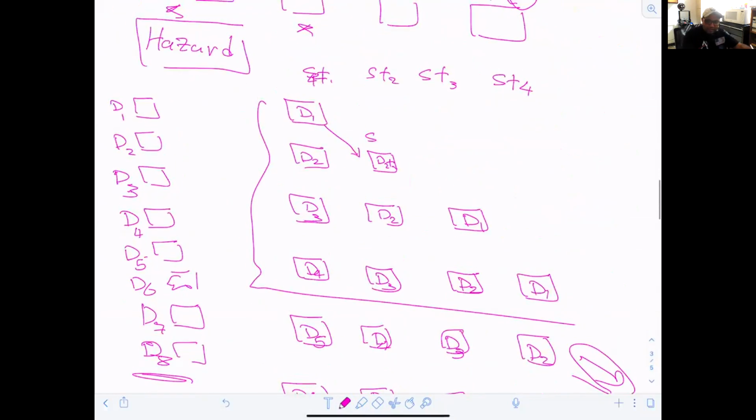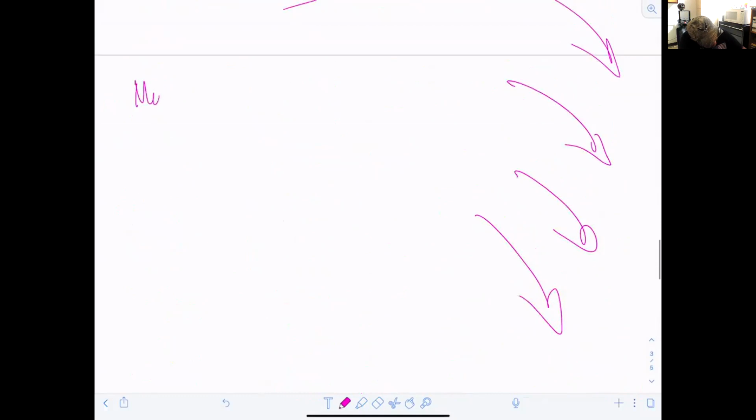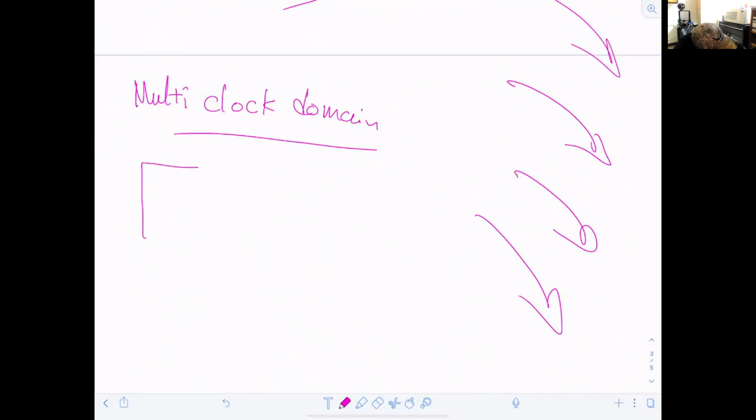So streaming is important, especially when you are doing some crazy stuff. What is crazy stuff you can do? Either you are working in something called multi-clock domain. How many of you have heard about multi-clock domain? In a multi-clock domain, you have a circuit performing in X megahertz, and another circuit performing in Y megahertz.